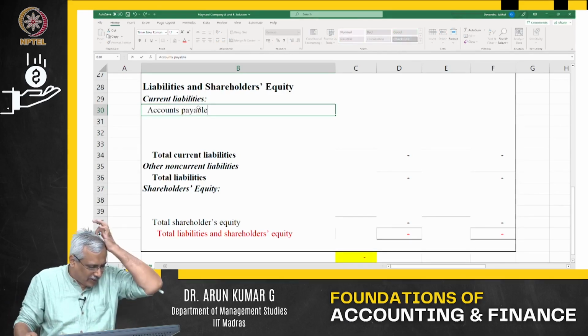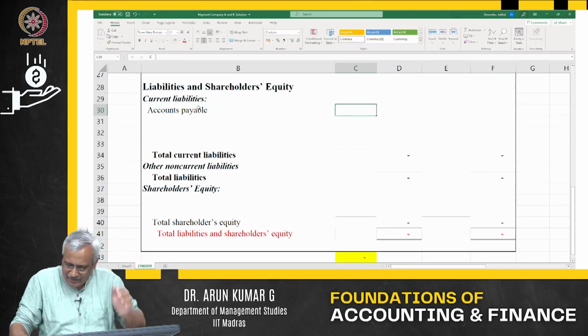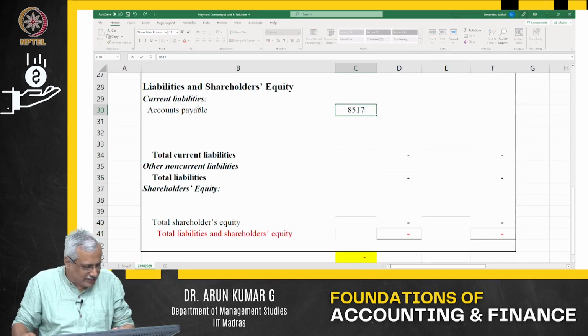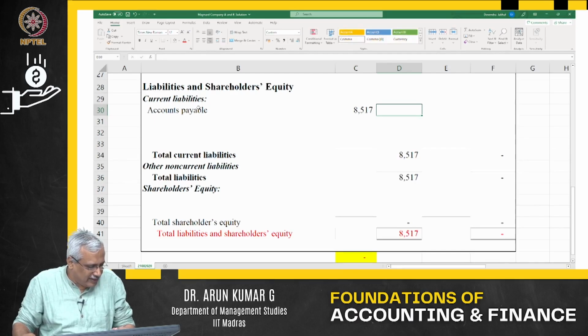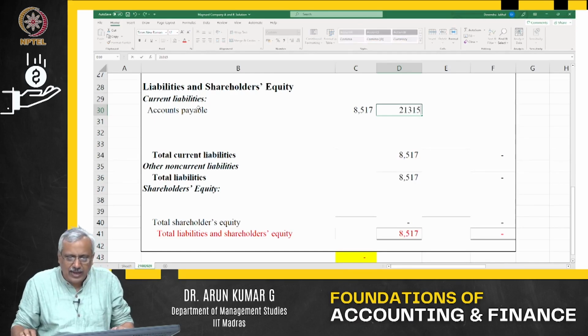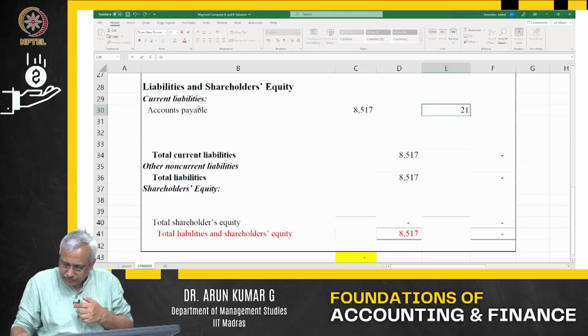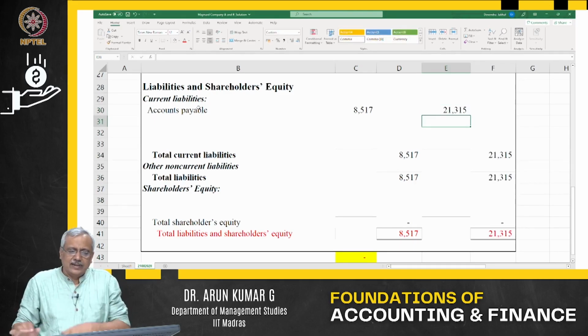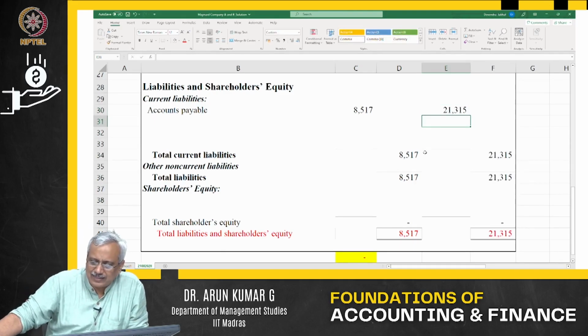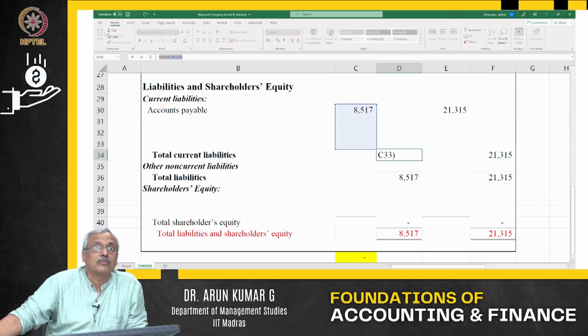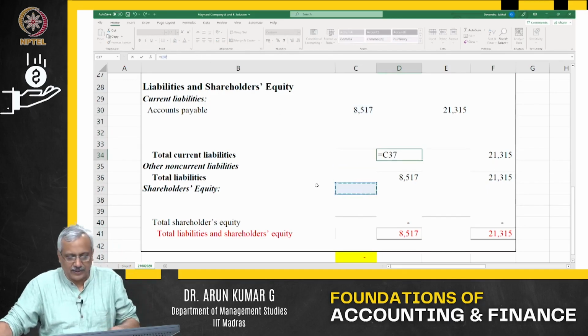What is the amount? 8517 for 1st of June and 21,315 as of 30th of June. I am sorry, next column. Why is there some numbers appearing here and here? Nothing. I am just totaling the current assets. It will just appear as a total, as you can see on the formula bar. I am just totaling it. That's all. Nothing else other than that.